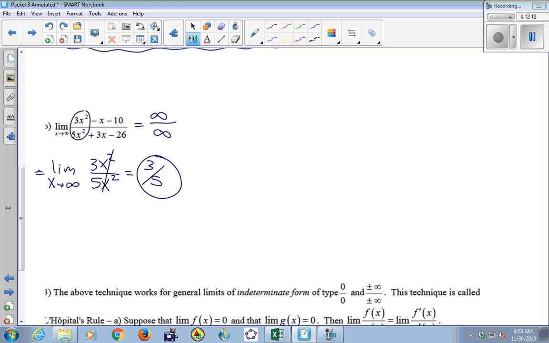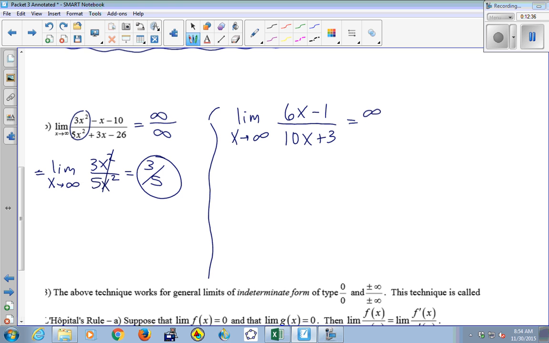So let's see what happens if I apply L'Hopital's rule, right? Because L'Hopital's rule can be applied when you have infinity over infinity also. So this is going to be the limit as x goes to infinity. My derivative of the numerator is 6x minus 1. Derivative of the denominator is 10x plus 3. And my numerator as x goes to infinity goes to infinity. Denominator as x goes to infinity goes to infinity. Still an indeterminate form. So here's one of the great things about L'Hopital's rule. You can just do it again.